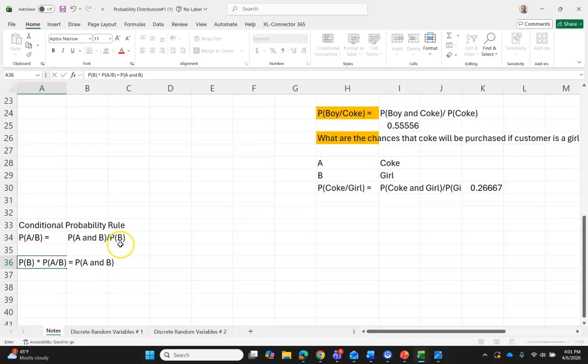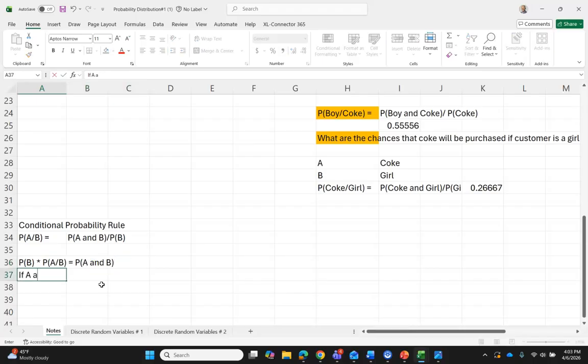If we multiply probability of B on this side, because it's divided here, it will cancel. In this case, you can see probability of B times probability of A given B equals the joint probability. That is actually the multiplication rule. So if A depends on B to occur, then the multiplication rule should be like this.